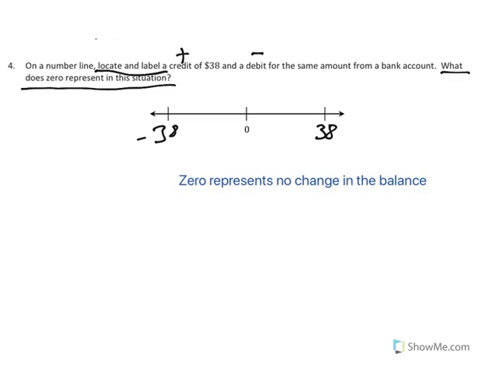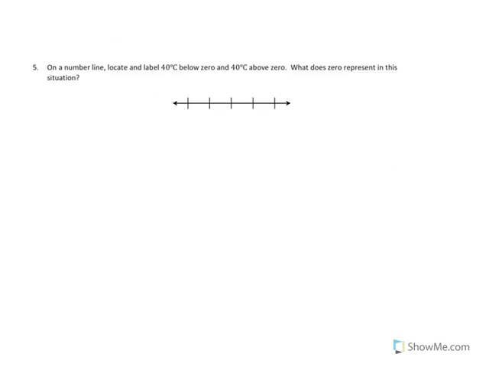Well, 0 represents no change in the balance, no change in the account. Any one of those will work. Very good. Okay, there's one more and then we're done. On a number line, locate and label 40 degrees below 0 and 40 degrees Celsius above 0. And what does 0 represent in this situation? So we need to locate and label again. And then we need to answer the question, what does 0 represent in this situation?